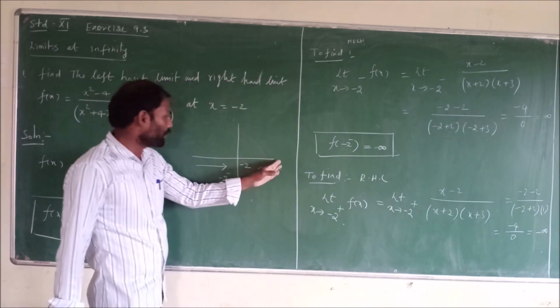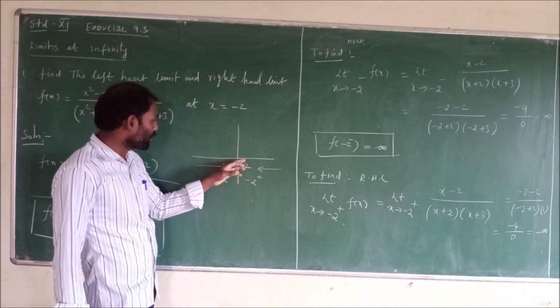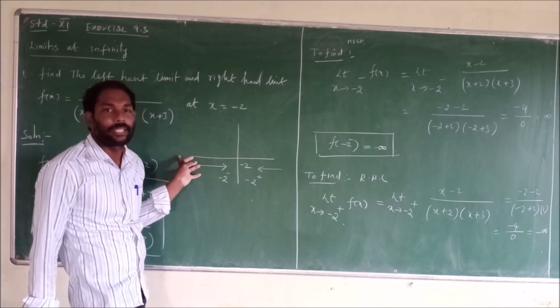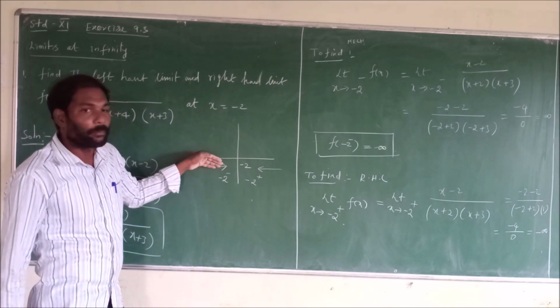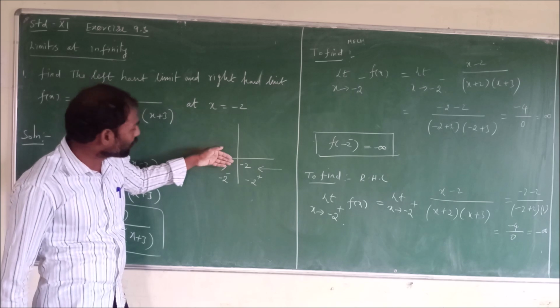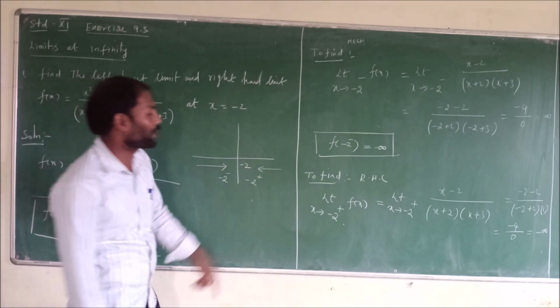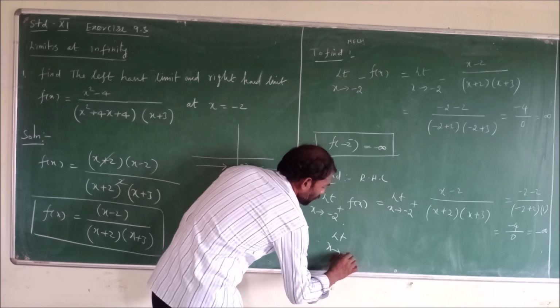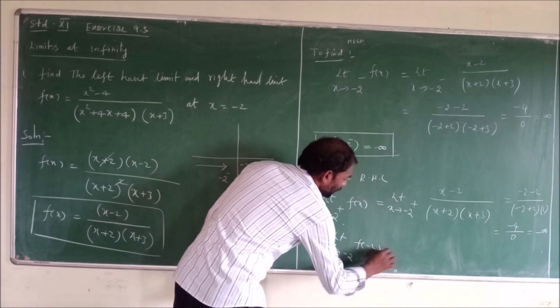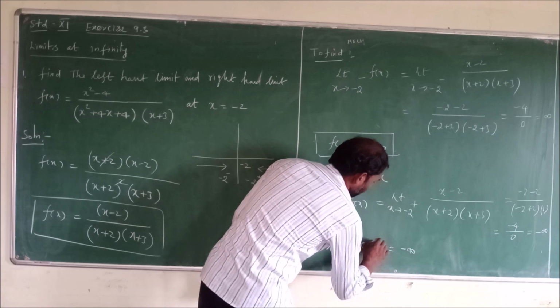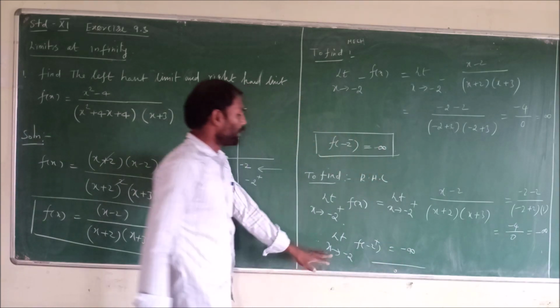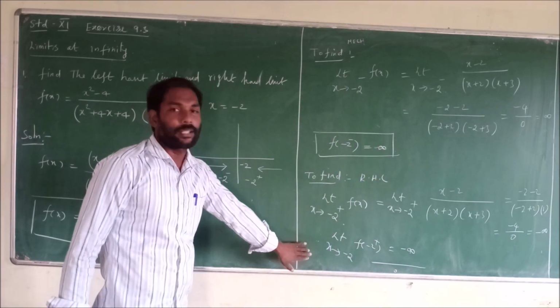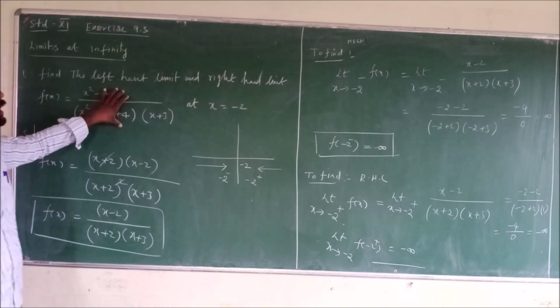As the function approaches the right hand limit, the given function goes to negative infinity. Then as the limit approaches from the left hand side, the required function goes to positive infinity. Therefore, the limit as x tends to minus 2 of f of x equals plus infinity. This is the left hand limit and right hand limit of the given problem.